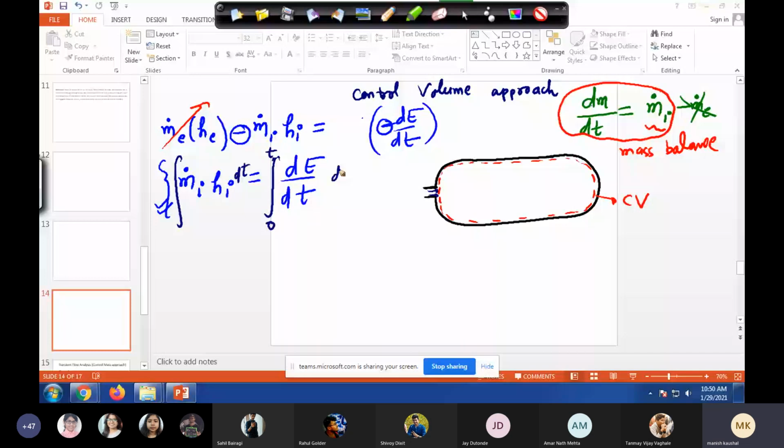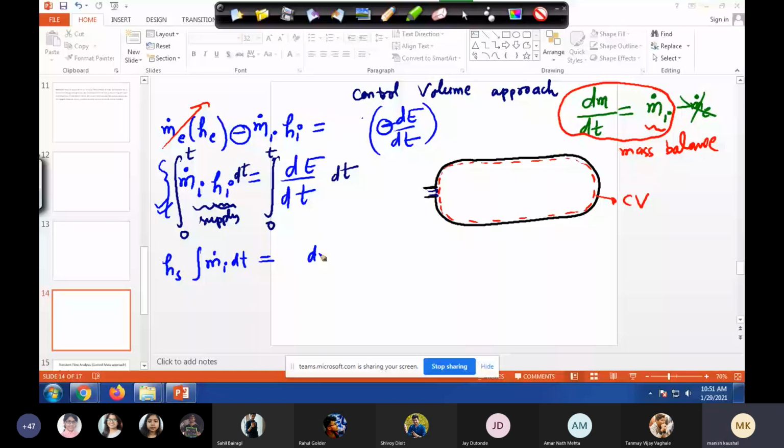What is h i? Anyone? What is h i in this case? This is the supply line, because this is for the entry. So this is from the supply, nothing but h supply. I'll write h supply, which will be outside the integration. h supply m i dot dt is equal to, this dt gets cancelled, it's simply d of E from 0 to E.